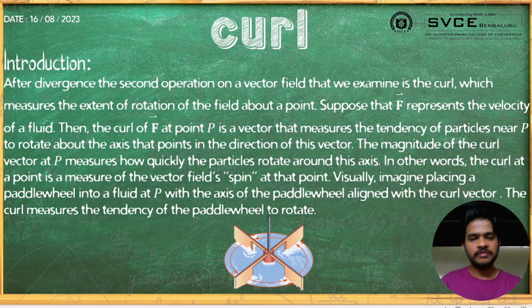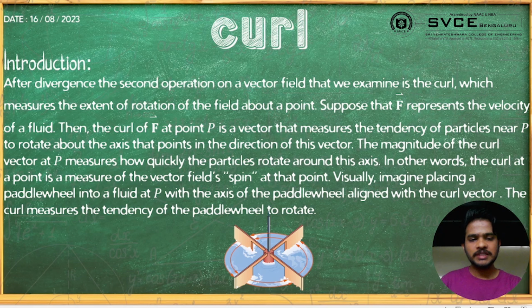Suppose that vector F represents the velocity of a fluid. Then the curl of the vector F at point P is a vector that measures the tendency of particles near P to rotate about the axis that points in the direction of this vector. The magnitude of the curl vector at P measures how quickly the particles rotate around this axis. In other words, the curl at a point is a measure of the vector field's spin at that point.